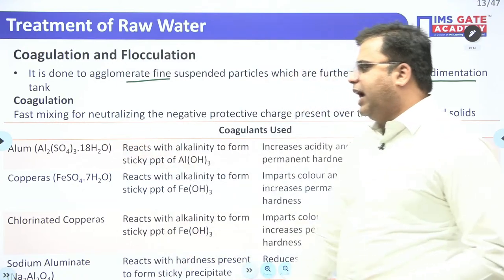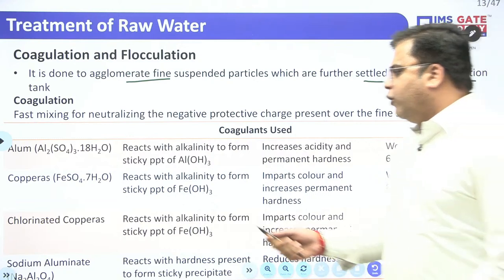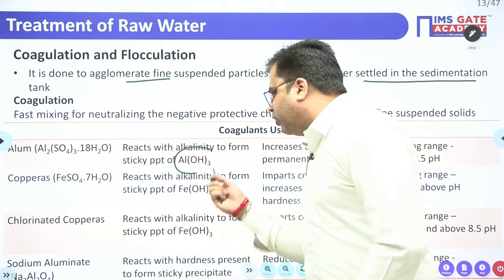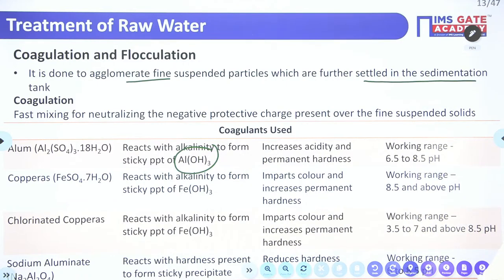First one is the alum, which reacts with the alkalinity present in the medium to form the sticky precipitate of Al(OH)3. It increases the acidity and also the permanent hardness of your water. Its working range is 6.5 to 8.5.